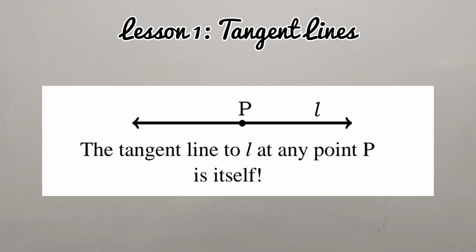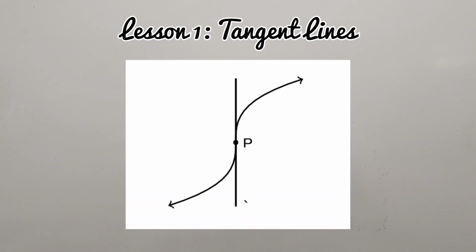For a straight line, the tangent line to another line at any point is the line itself. In the illustration, the tangent line to line L at P is line L itself. This debunks the idea that a tangent line touches the graph at only one point. In calculus, we have to follow how tangent line is defined. In this graph, the tangent line at P is a vertical line.